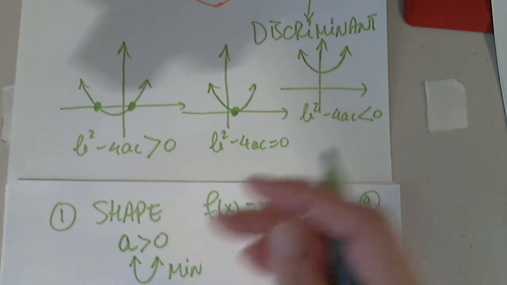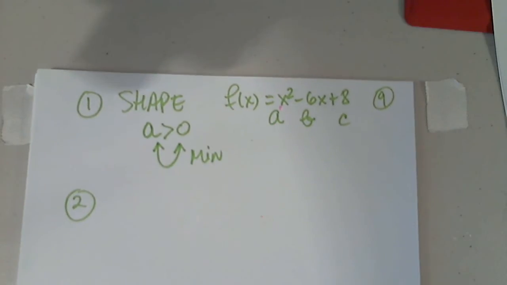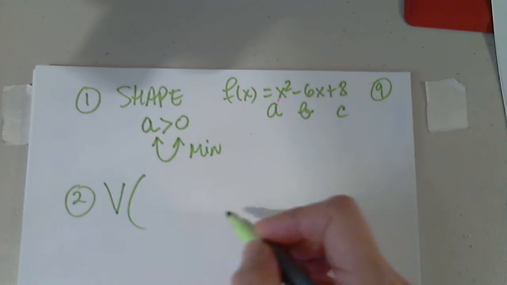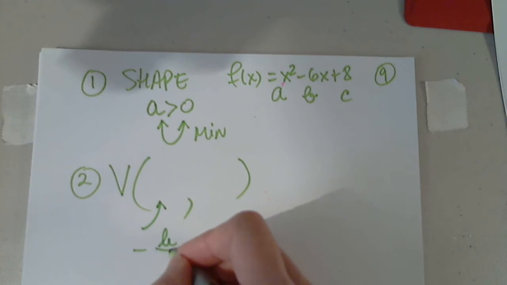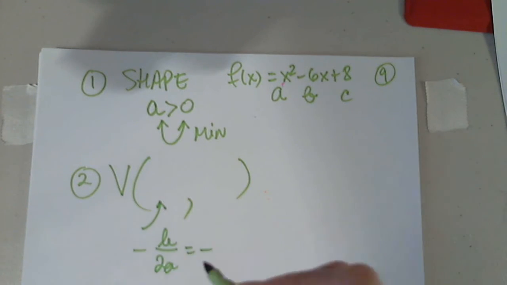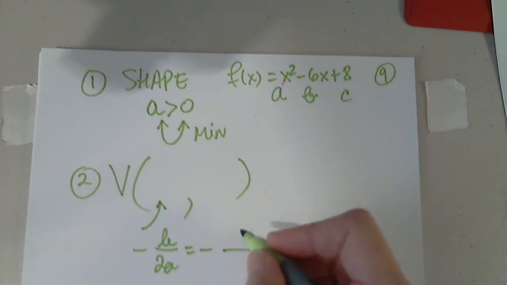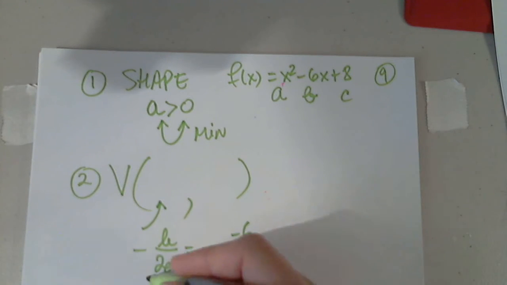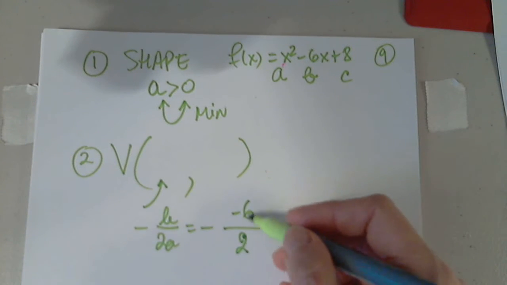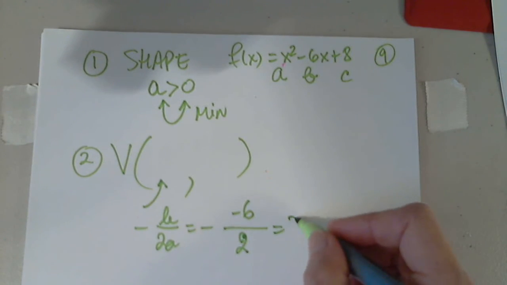In step number 2, I will have to determine the vertex. I know how. This is negative b over 2a. Copy the negative. Copy b, which is negative 6. Copy a, which is 1, times 2, which is 2. This is negative 3, but with minus in front, this will be 3.